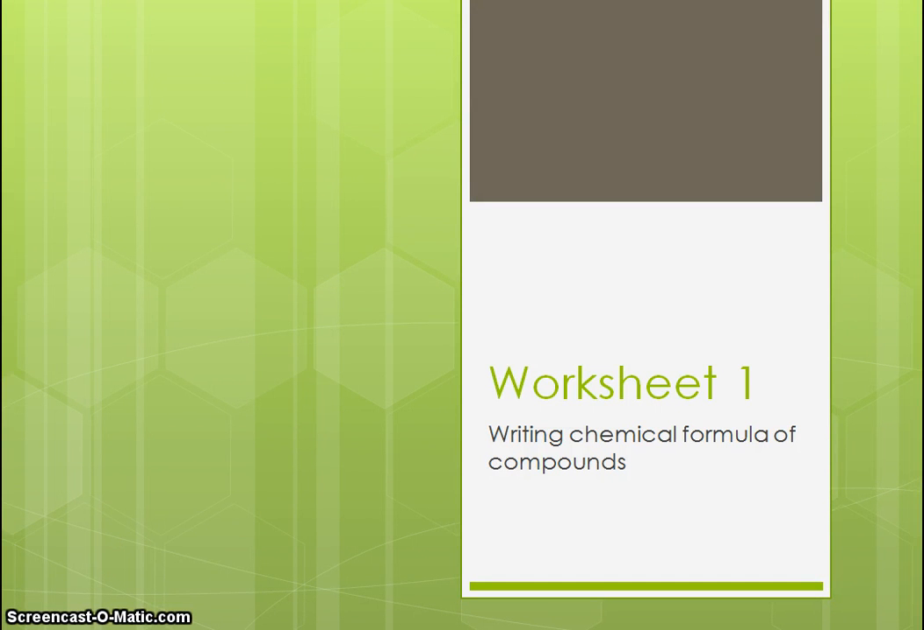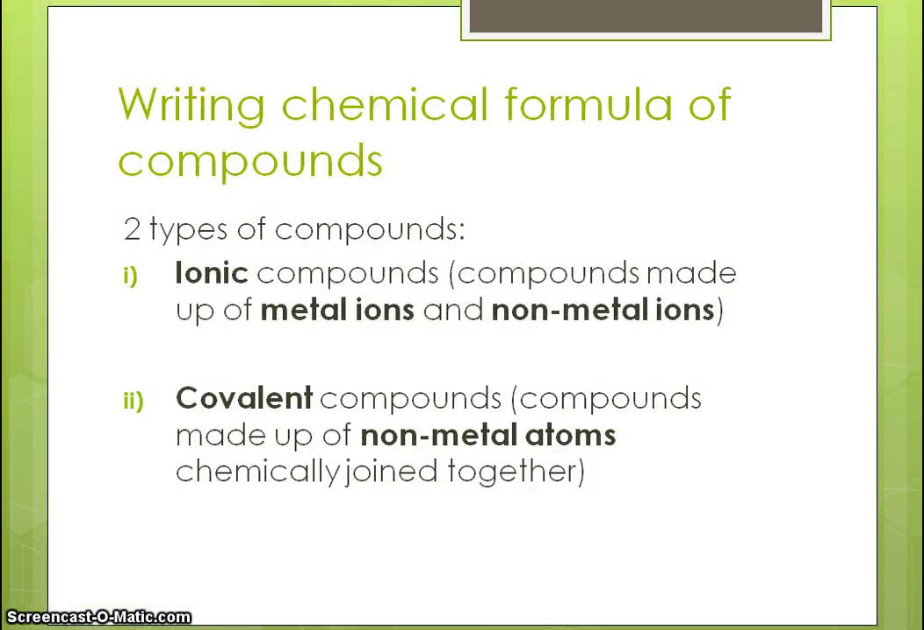Today, we'll be looking at the writing of chemical formulas of compounds. Mainly, we'll be looking at the writing of chemical formulas of two types of compounds. First, ionic compounds, which are compounds made up of metal ions and non-metal ions. And secondly, covalent compounds, which are compounds made up of non-metal atoms, which have been chemically joined together.